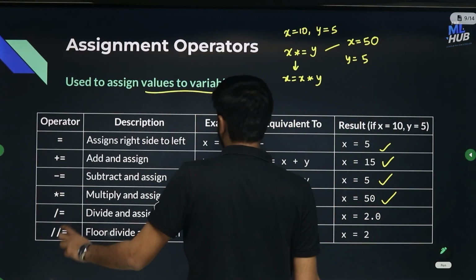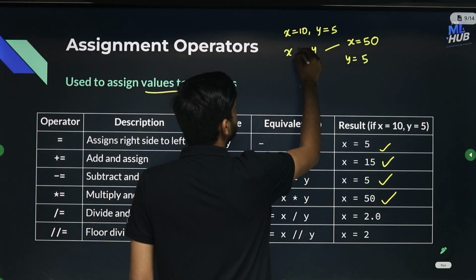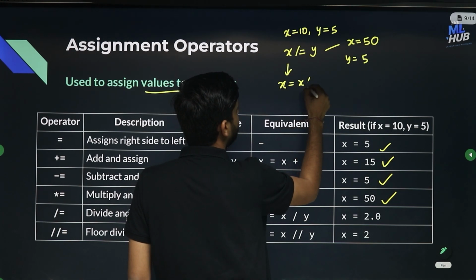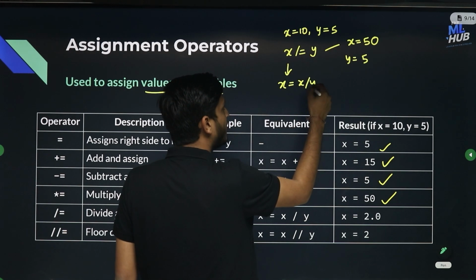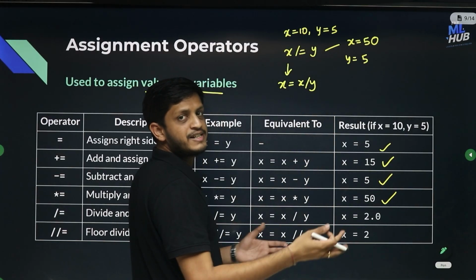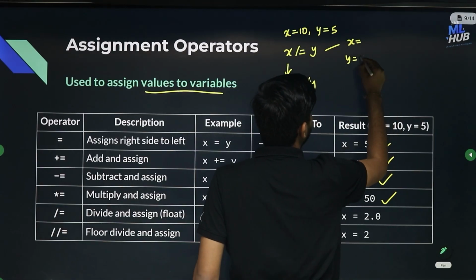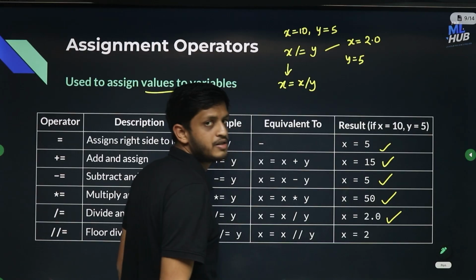And you can do it with the normal division or floating point division also. So if you do the floating point division, it is equivalent to writing x equal to x divided by y. So this is another operator, divide equal to, that will do x equal to x divided by y. So 10 divided by 5 is what? 2.0, because it will give you the exact answer in floating point. So after this operation, y will remain as it is, x will become 2.0. So the result is x equal to 2.0.